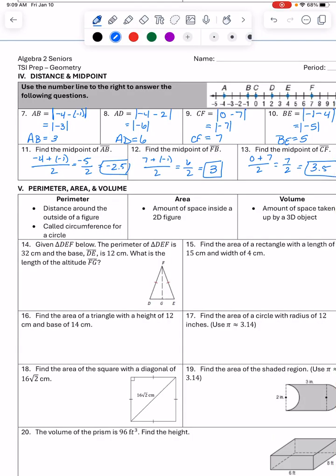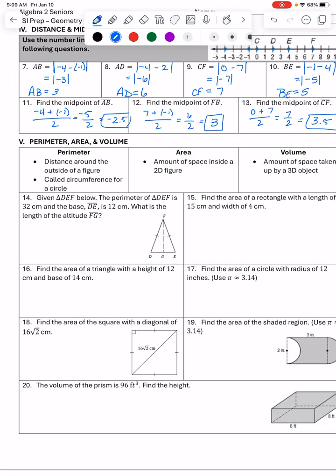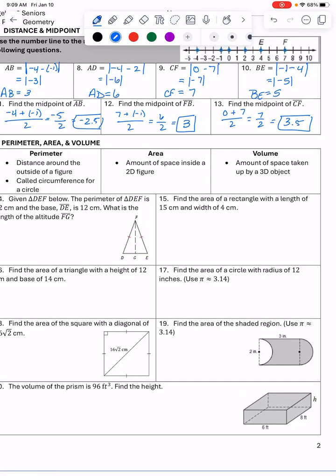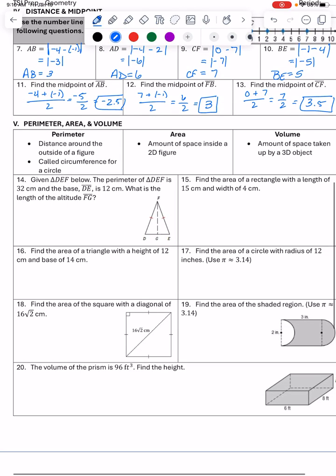So in this case, it says, remember, the perimeter is the distance around the outside of a figure, right? It's called the circumference in a circle. Area is the amount of space inside a two-dimensional figure, and volume is the amount of space taken up, or the amount of space inside of a 3D figure object. Okay.